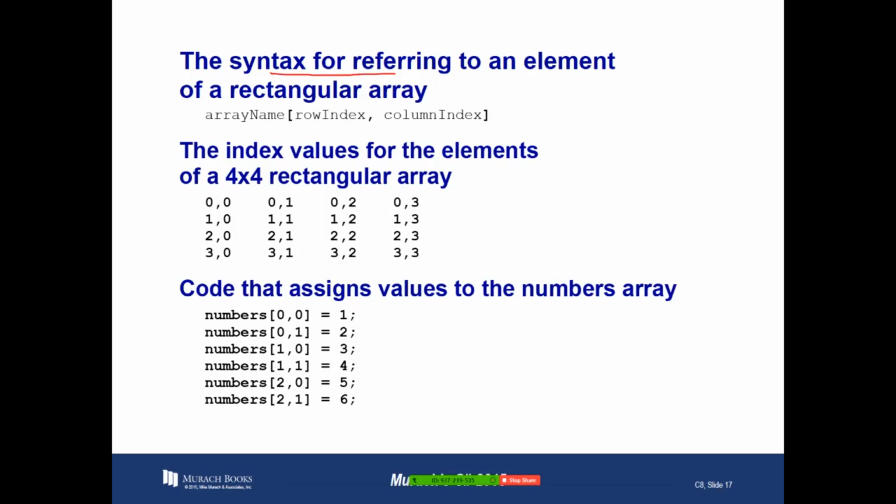Syntax for referring to an element in a rectangular array is just what we remember. You've got a row index and a column index. So a 4x4 array would look like the index values. The first number is the row. So this is row 0, row 1, row 2, row 3. And this is column. The first column is column 0, column 1, column 2, and column 3.